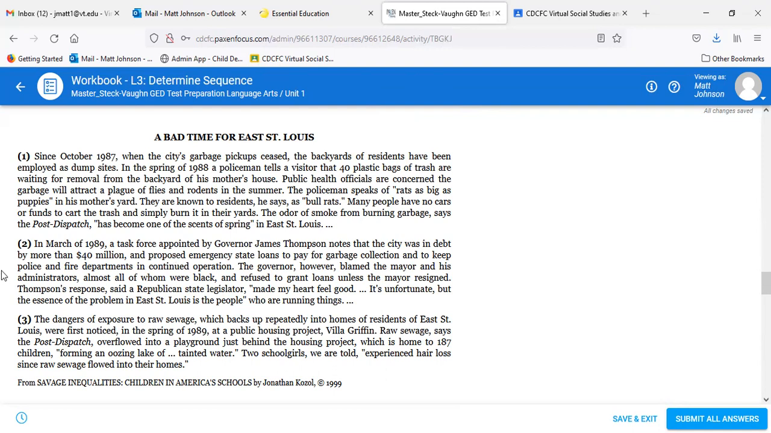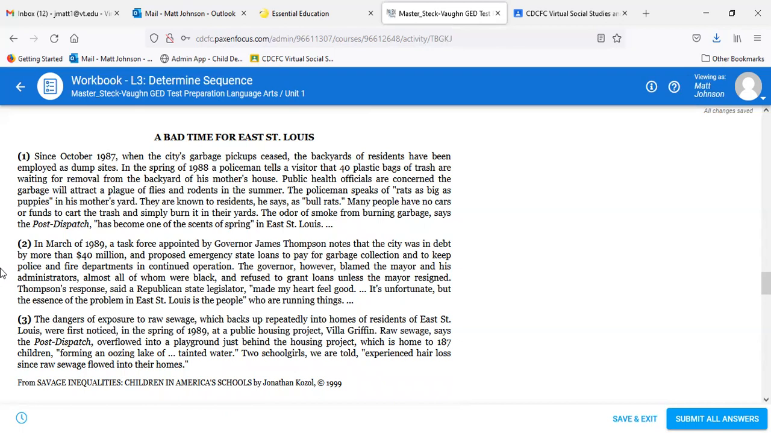St. Louis. In March of 1989, a task force appointed by Governor James Thompson notes that the city was in debt by more than $40 million and proposed emergency state loans to pay for garbage collection and to keep police and fire departments in continued operation. The governor, however, blamed the mayor and his administrators, almost all of whom were Black, and refused to grant loans unless the mayor resigned. Thompson's response, said a Republican state legislator, made my heart feel good. It's unfortunate, but the essence of the problem in East St. Louis is the people who are running things.